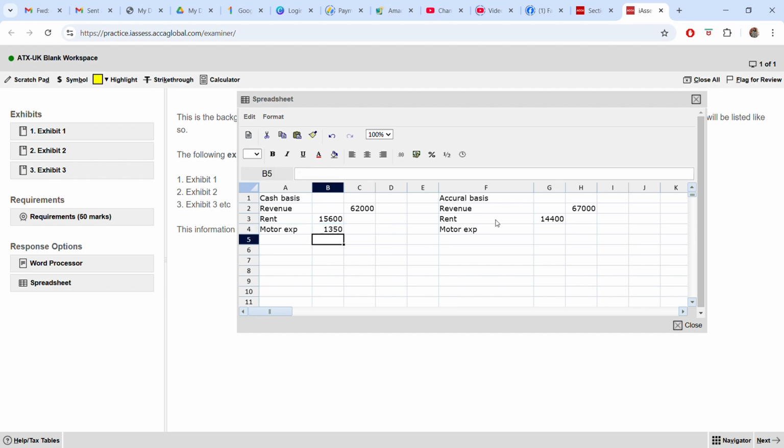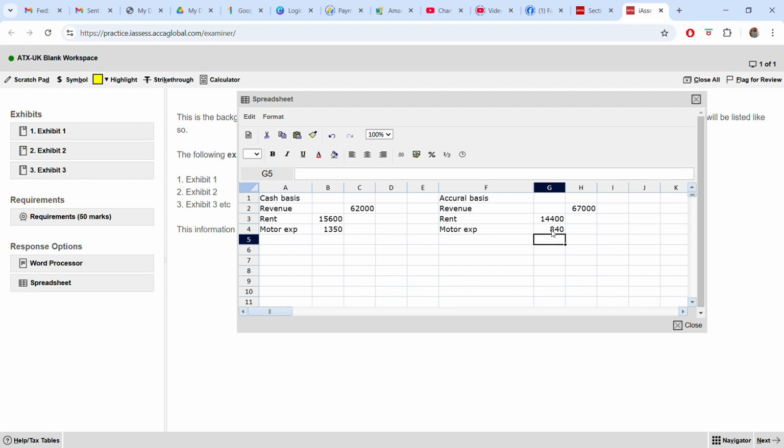When you come here, motor expense, they have claimed capital allowance under accrual basis. Here they have given the expenses as 2,800. So you have to take 30%. Only the business portion you can claim capital allowance on, 30% of 2,800. Done.